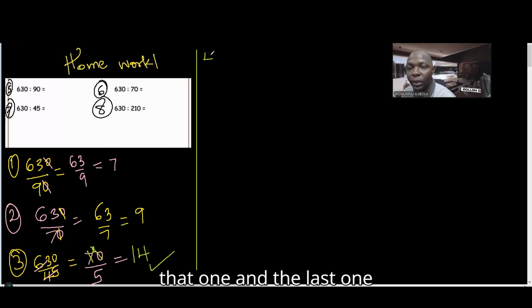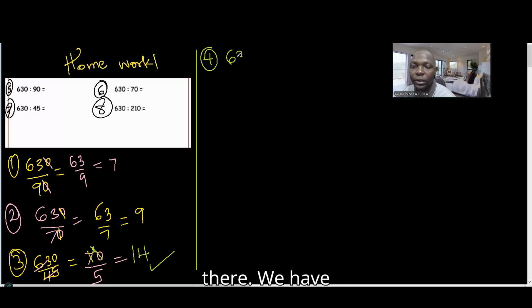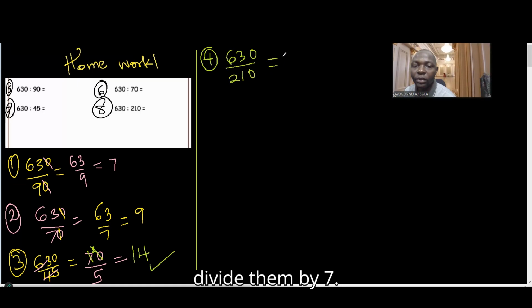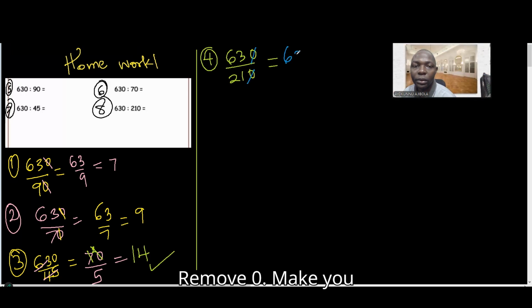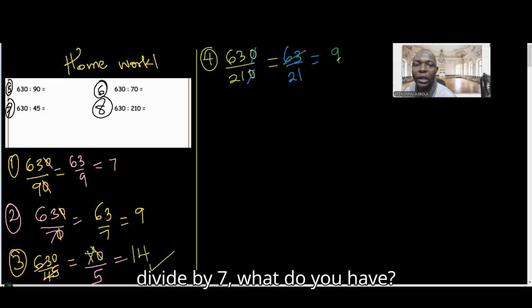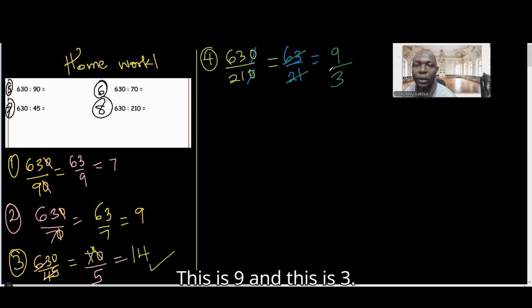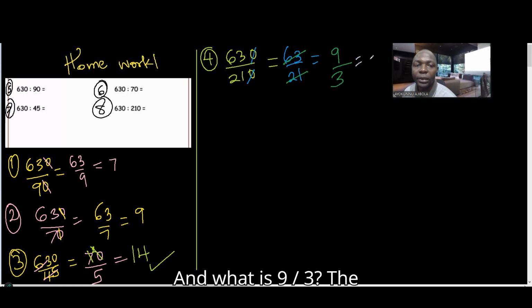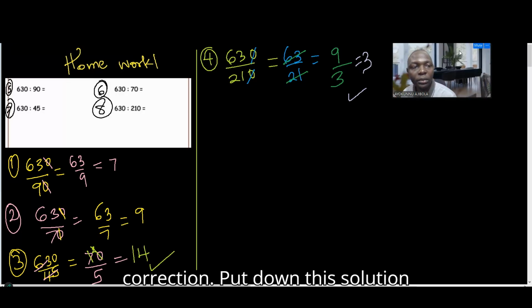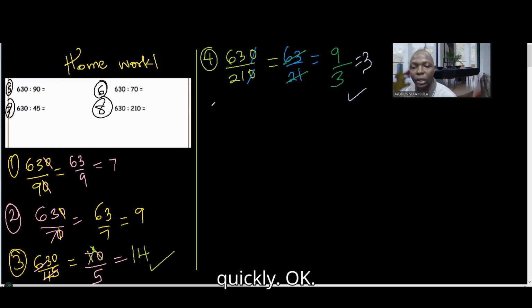And the last one there, we have 630 divided by 210. We can divide them by 7. Remove 0, make it concentrate. So if you divide by 7, what do you have? This is 9, and this is 3. Okay. And what is 9 divided by 3? The answer is 3. Quickly put down this correction. Put down this solution quickly, okay?